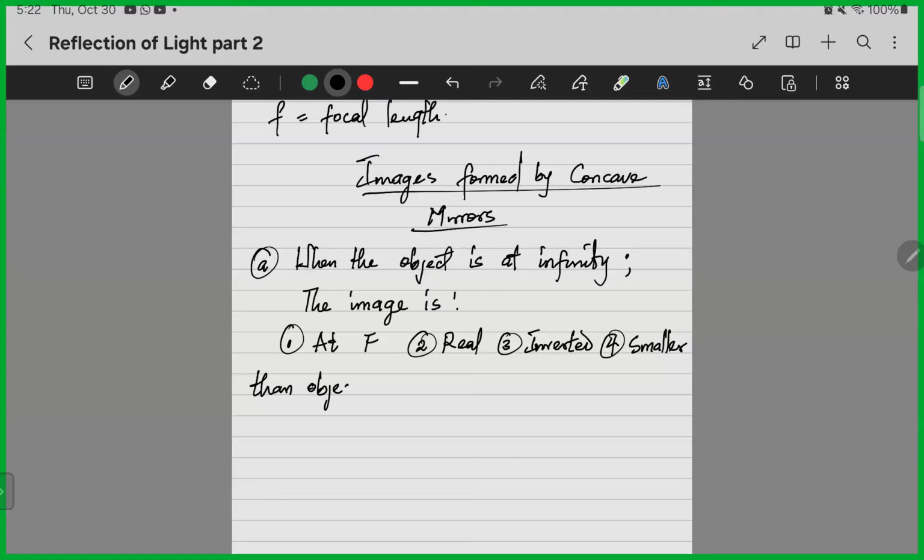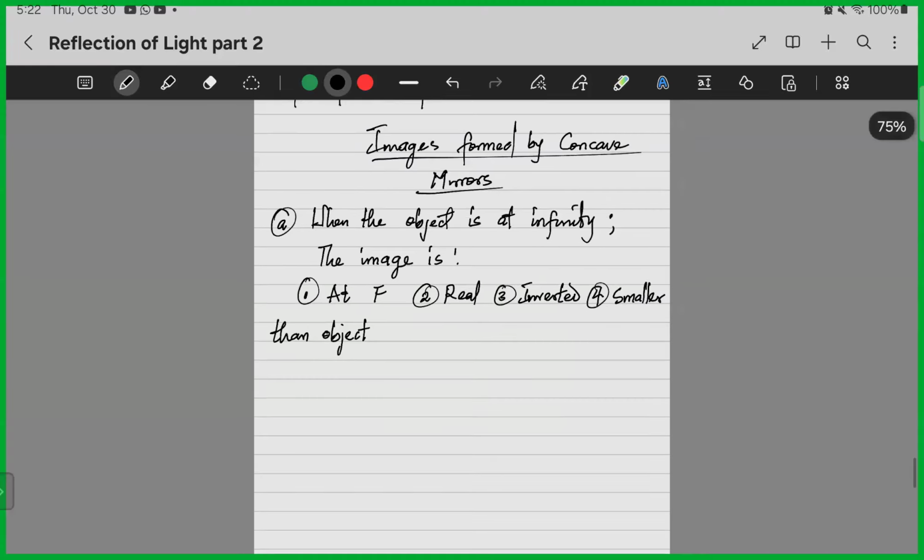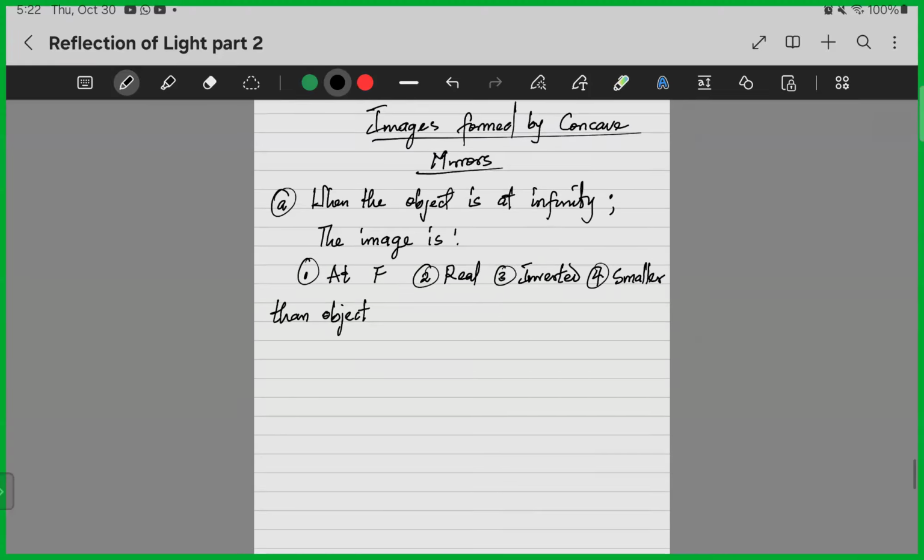If it's memorize, you can do memorize. If it's understand with the diagram, you can do understand, because I'm going to draw the diagram straight ahead now. So when the object is at infinity, for concave mirrors, let me show you how the diagram is formed. You see that the image is at F, it is real, it is inverted, and it's smaller than the object. Smaller than the object, sometimes they call it diminished. So that's the idea. Let me draw the diagram.